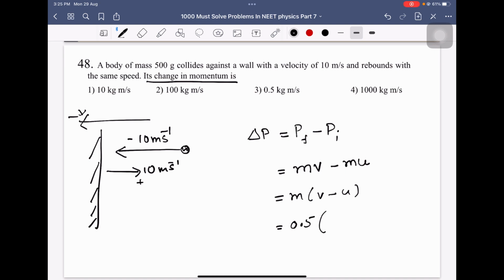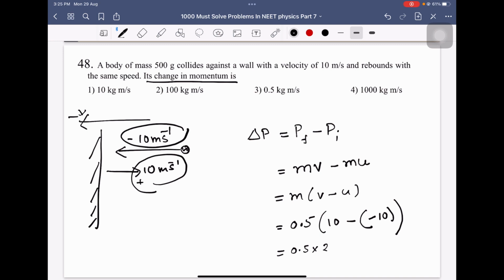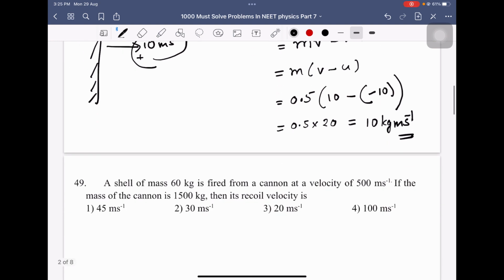Into final velocity, which is 10 meter per second, minus initial velocity, which is minus 10 meter per second. 10 minus of minus 10 will be plus 20. So that is equal to 0.5 into 20. 0.5 into 20 will be 10 kg meter per second. We'll move on to the next question.